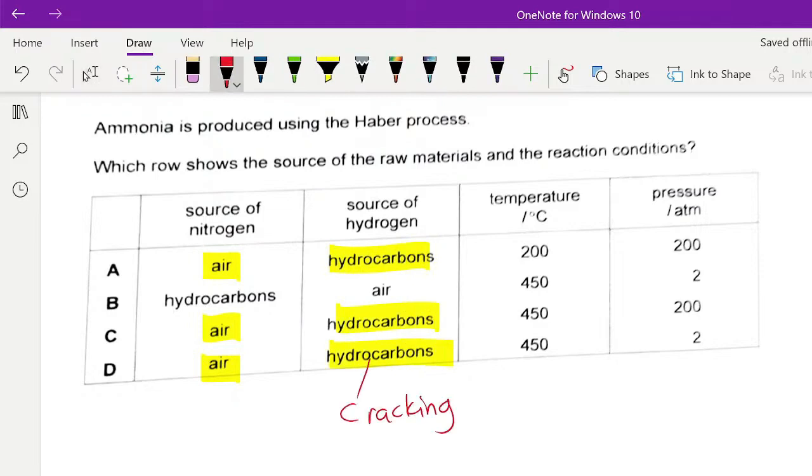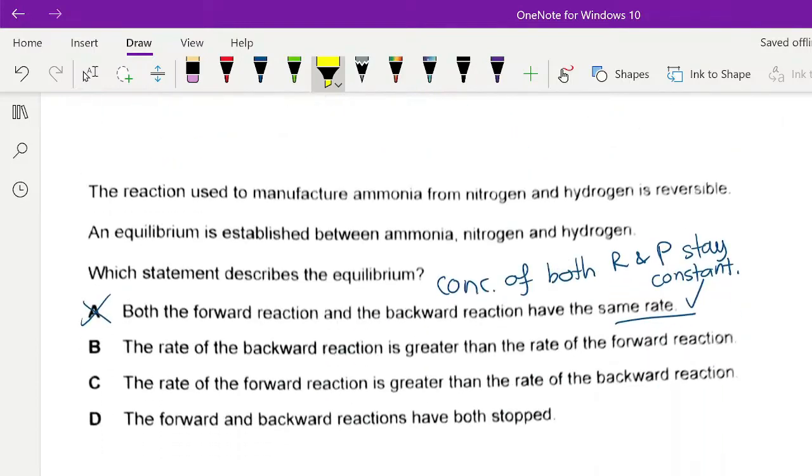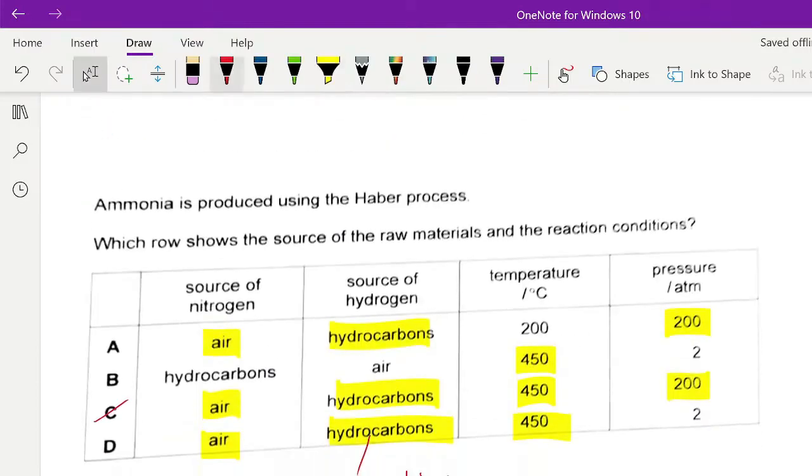And temperature is 450, pressure is 200. So answer is C. Contact process. The catalyst used is vanadium 5 oxide for this. By the way, the catalyst used in Haber process is iron.